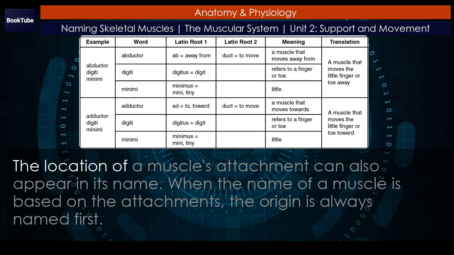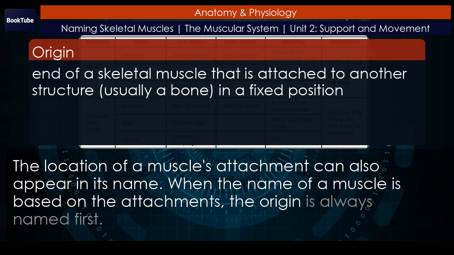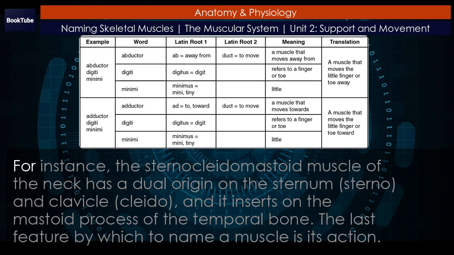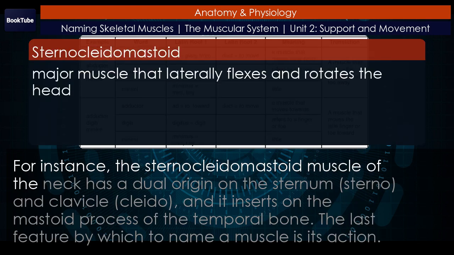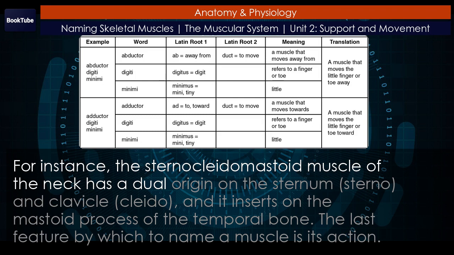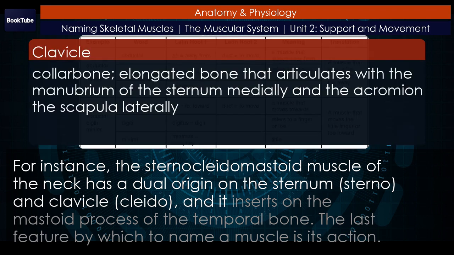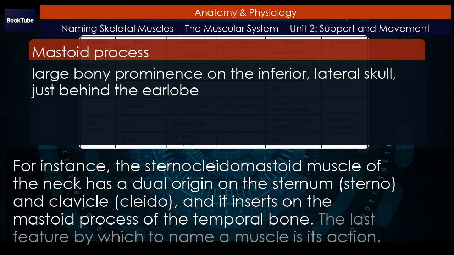The location of a muscle's attachment can also appear in its name. When the name of a muscle is based on the attachments, the origin is always named first. For instance, the sternocleidomastoid muscle of the neck has a dual origin on the sternum, sterno, and clavicle, cleido, and it inserts on the mastoid process of the temporal bone.